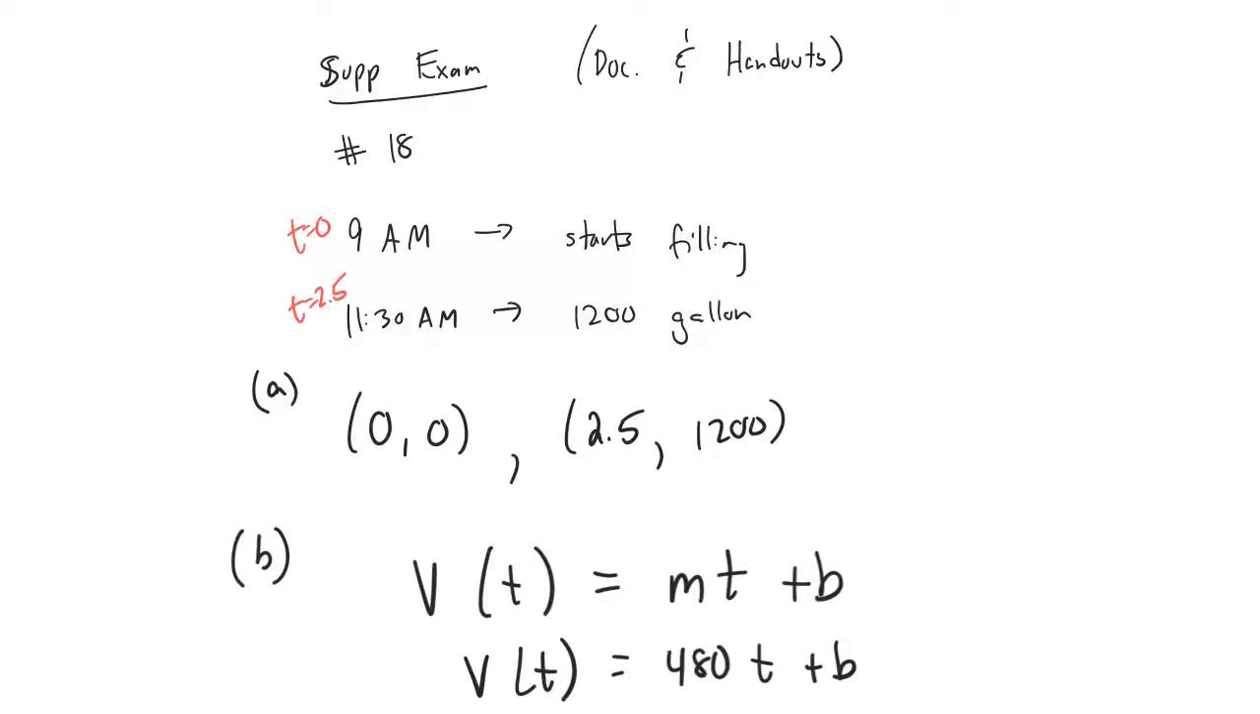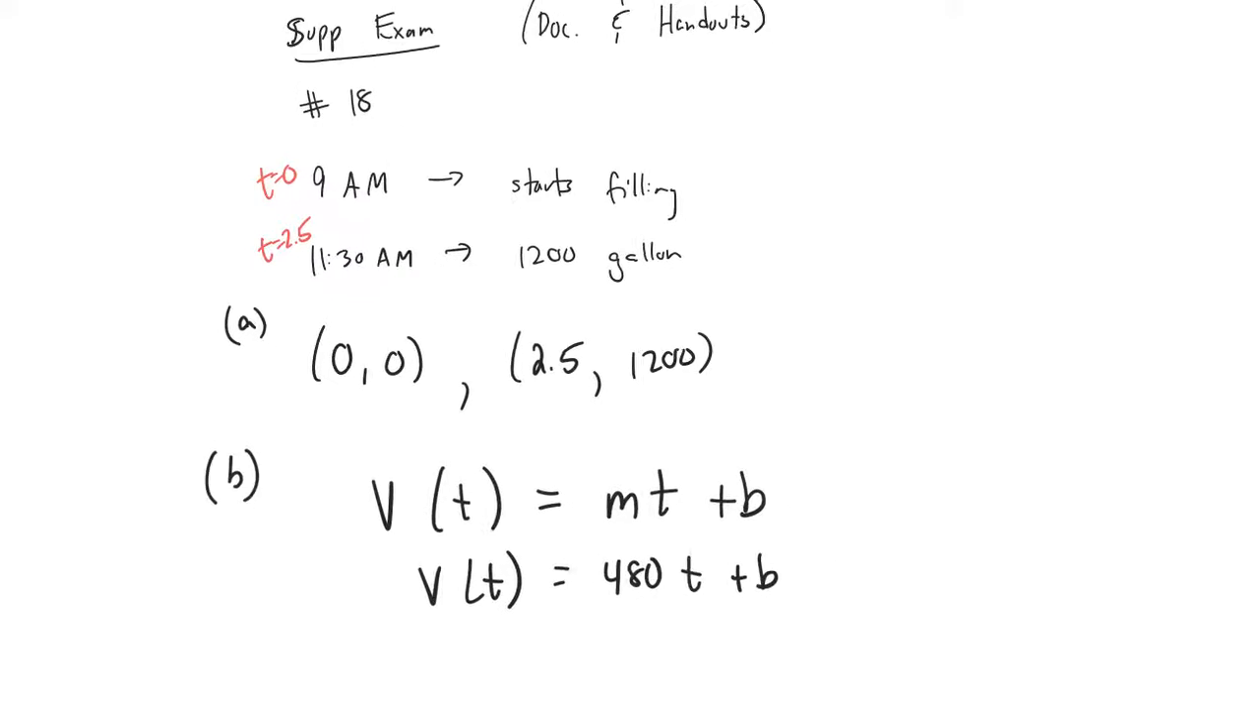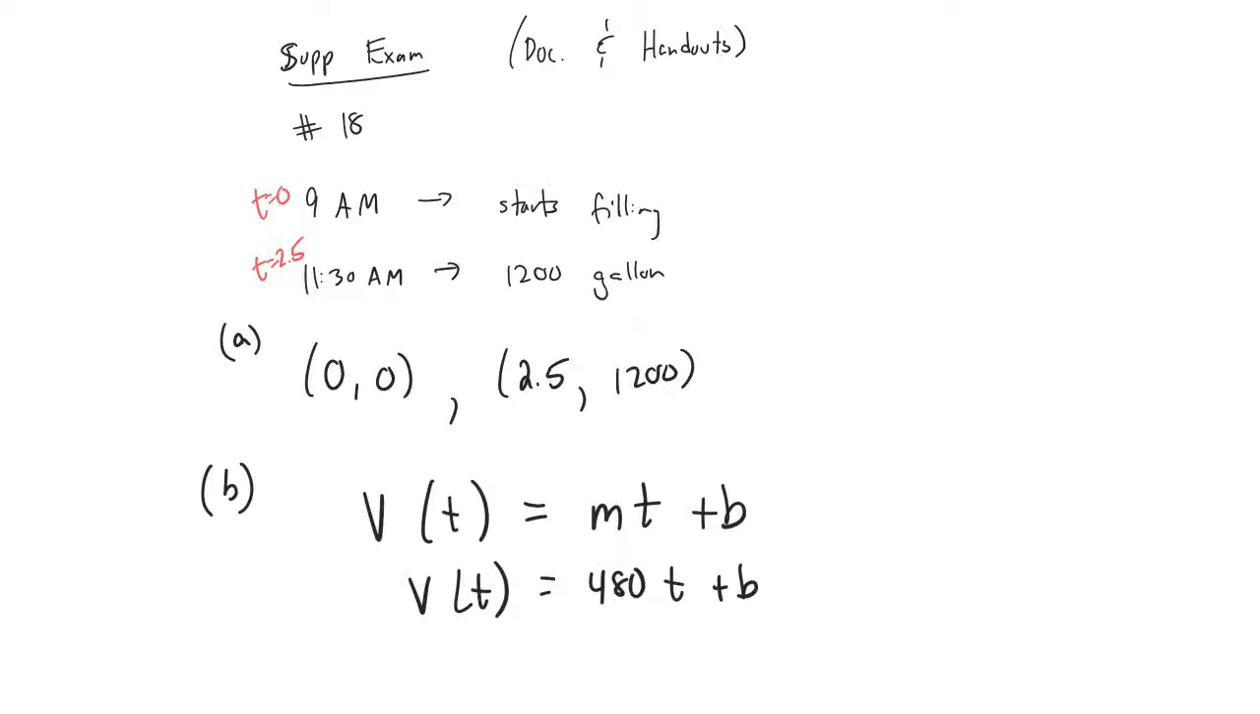So I don't really need to actually plug in a coordinate to find the y-intercept here. But if I were confused or forgot, I would plug in one of my two coordinates, and it would give me that b equals 0. So here's my volume function itself right here.